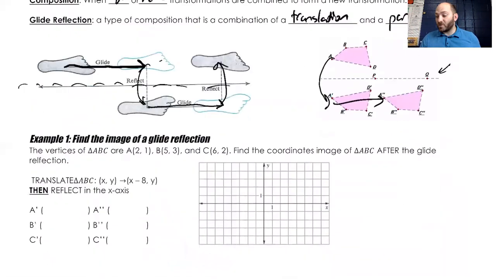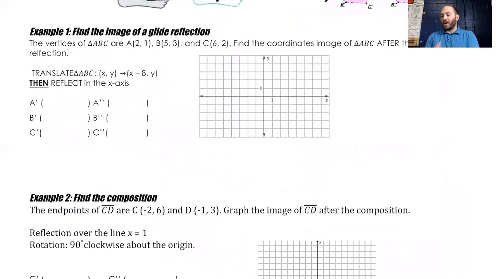All right, so let's do some of these. Find the image of a glide reflection. We have the vertices of ABC are at A (2, 1), then (5, 3) for B, and there's B, and C is at (6, 2). Find the coordinates of the image of ABC after the glide reflection.